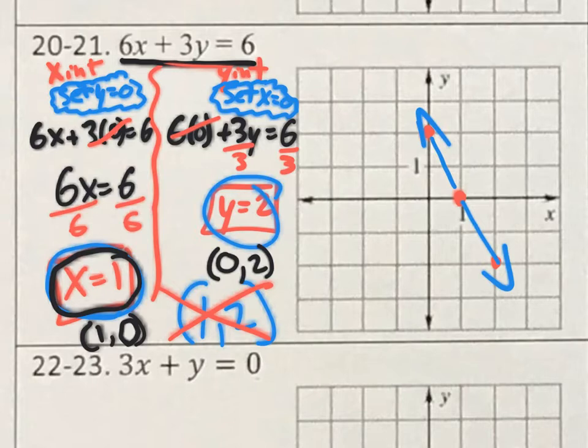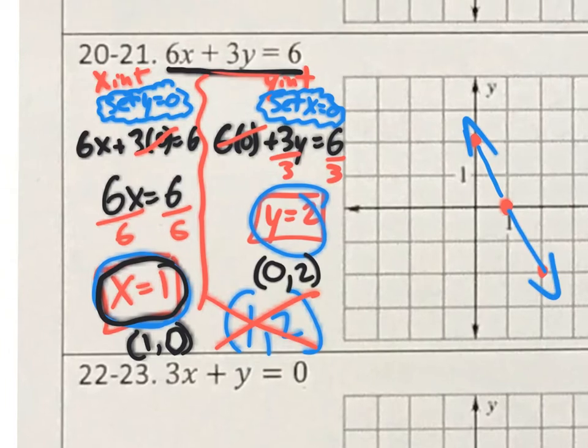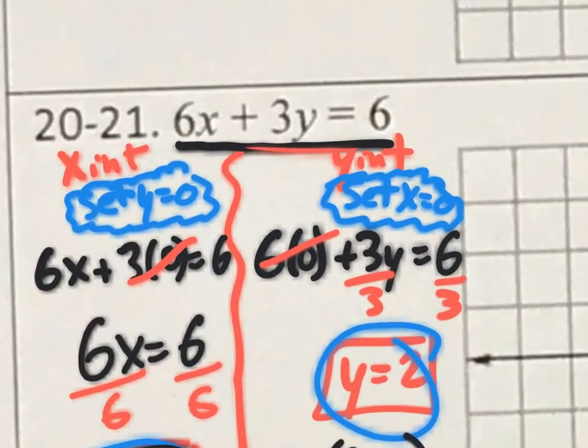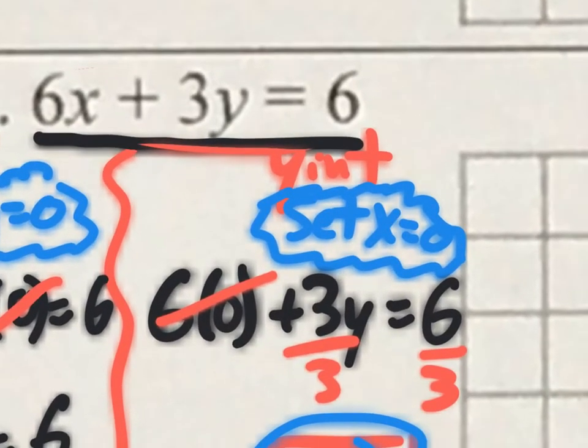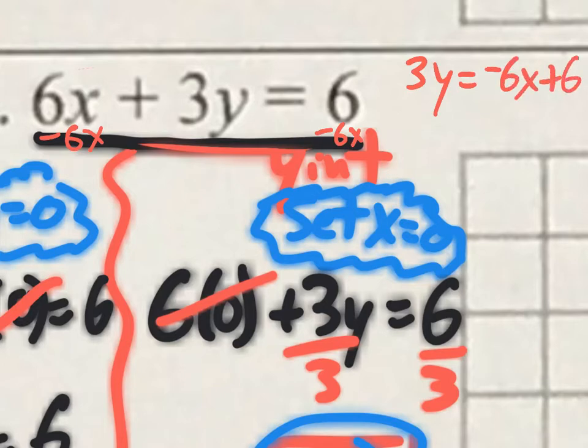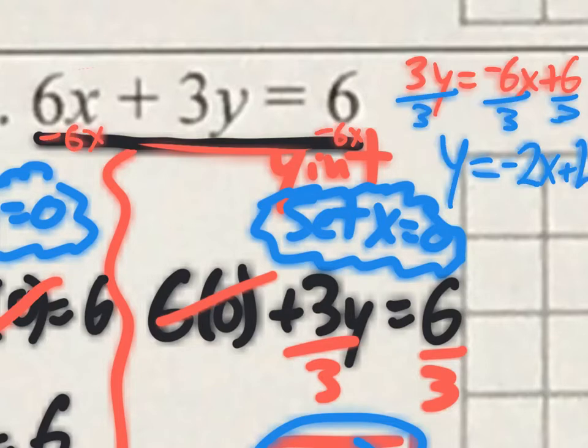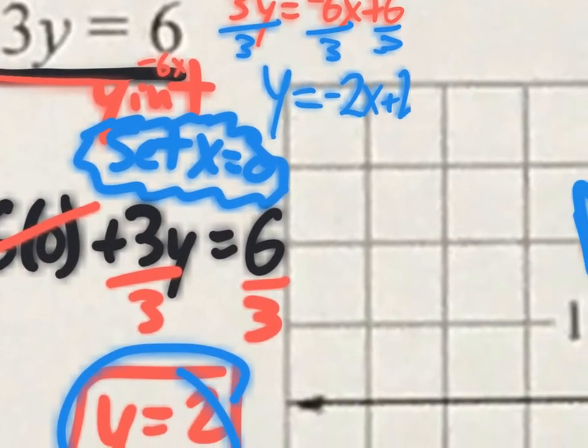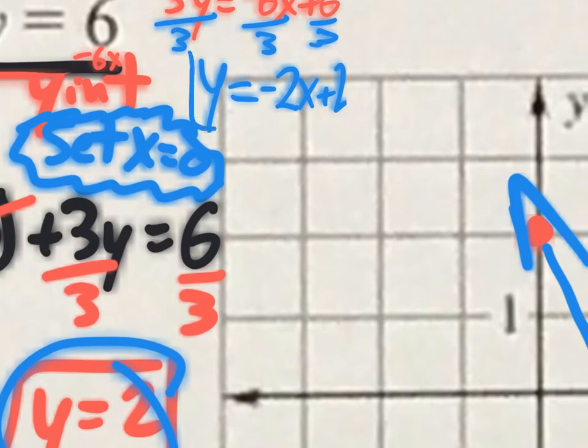Now, of course, I could have done this whole problem differently. Now, what do I mean by differently? I could have taken this equation, let me just show you quickly. I could have subtracted 6x right here and subtracted 6x over there, and I'd have a new equation that says 3y equals negative 6x plus 6. And then I could have divided everything by 3, and I'd have an equation y equals negative 2x plus 2. And that's in slope-intercept form. Y equals negative 2x plus 2.